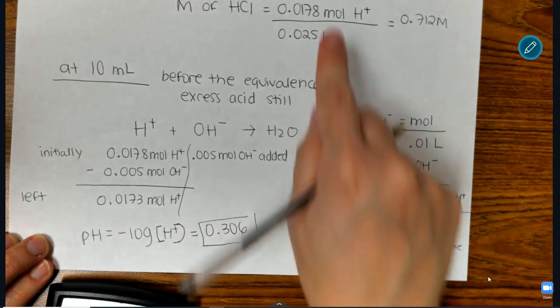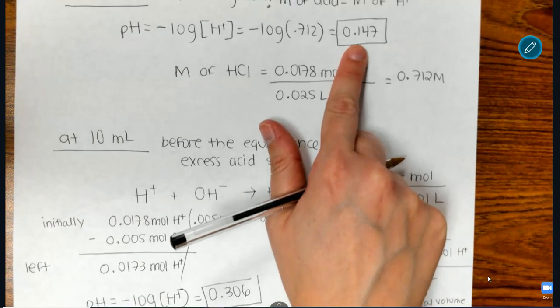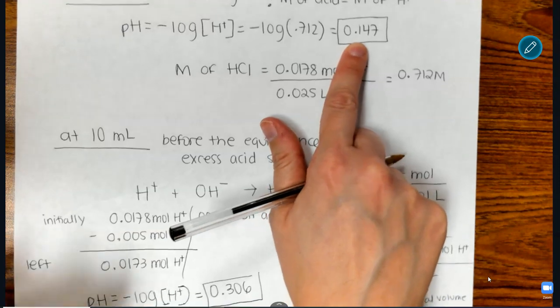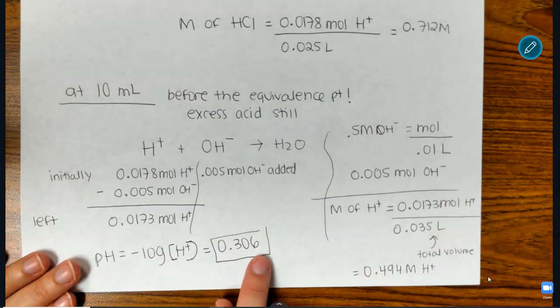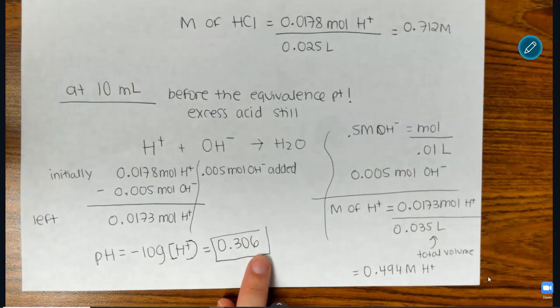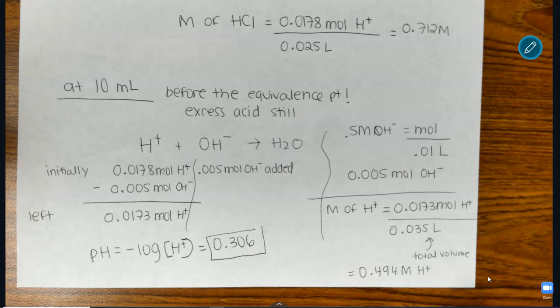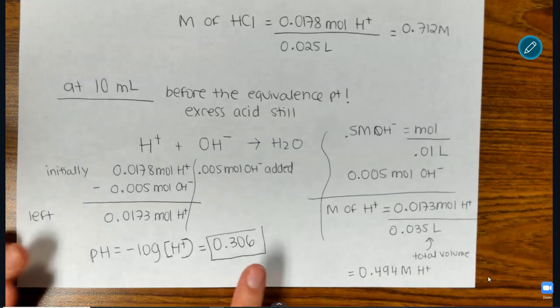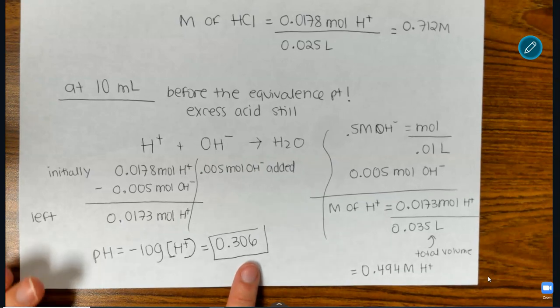If we check up above, before you added in any base, the pH was 0.14. After I've added in 10 milliliters of base, the pH has gone up. That would make sense. As you add in base, the pH is going to rise. So we probably did this question correctly.